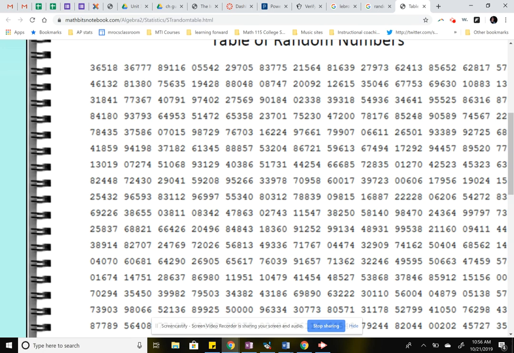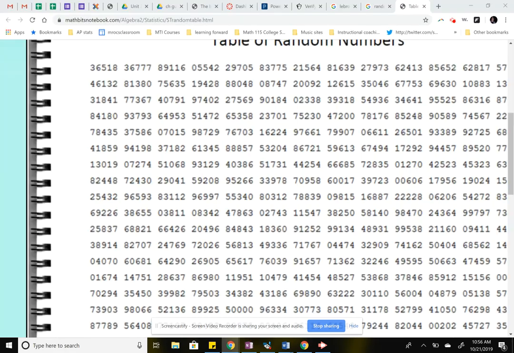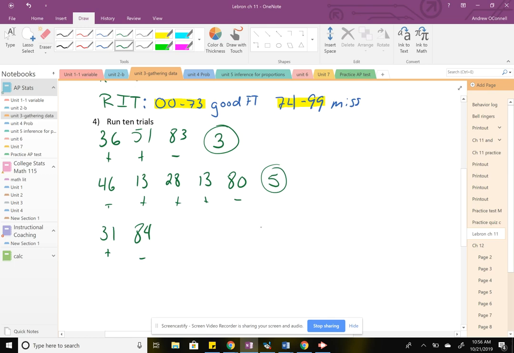31 to 84. 31 represents a good free throw. And then I think it's at 84. There we go. 84 is a miss. So that time it only took him 2 shots till he missed.